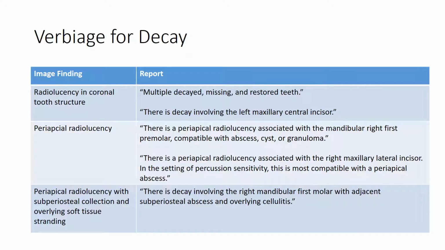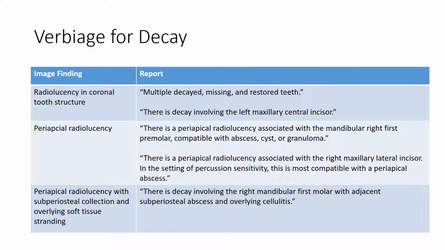Okay, so some helpful sentences for describing decay. If you see a radiolucency in the coronal tooth structure, it's decay. To summarize a lot of these reports, since really the treatment is the same, you can say there are multiple decayed, missing, and restored teeth. And that can be it. That can be most of the report.